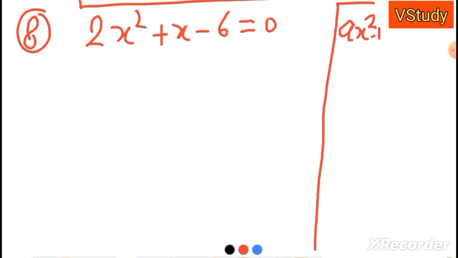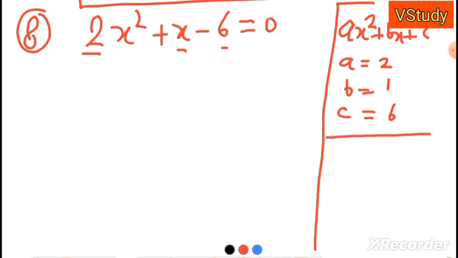ax square plus bx plus c. So on comparing here, I get a is equal to 2, b is equal to 1 and c is equal to minus 6. Now how do we factor this quadratic equation? For that, the rule is that first we have to find the product of a and c. The product of a and c here, 2 multiply 6, is equal to 12.